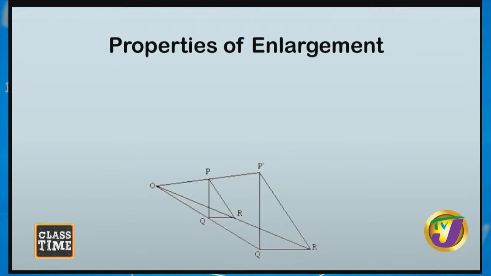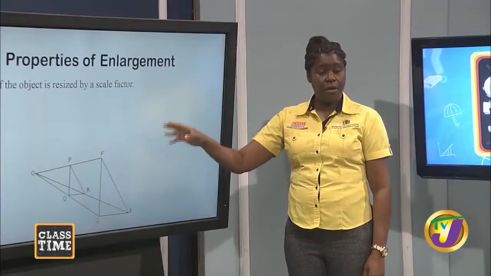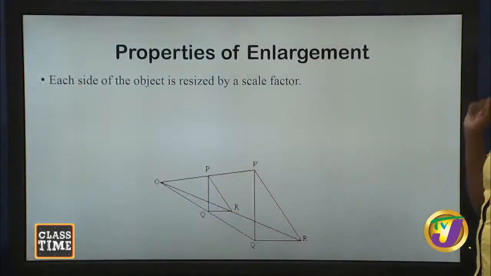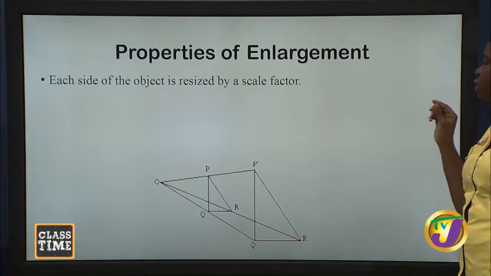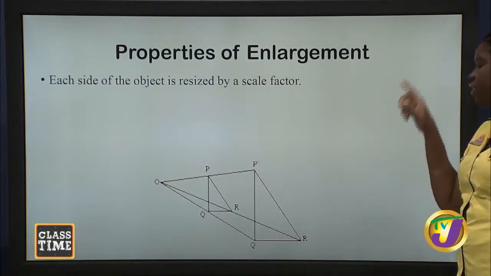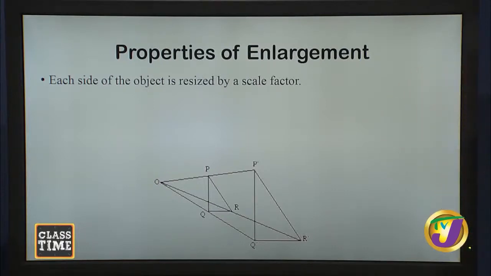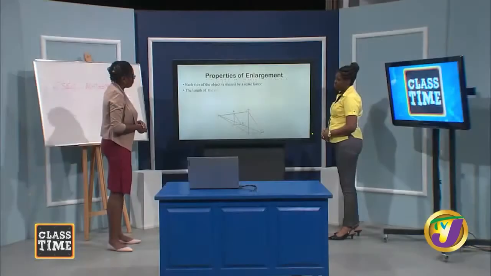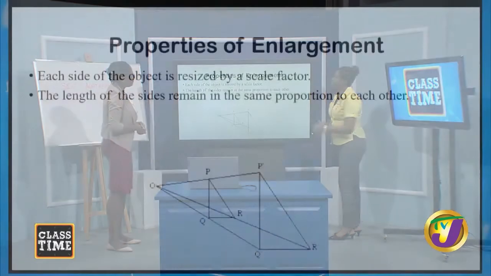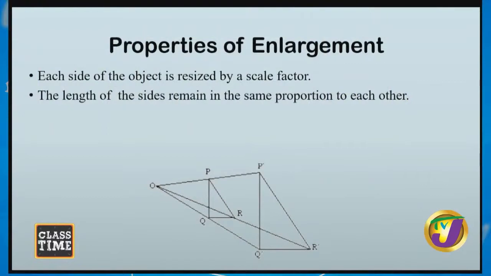All right, so we're going to look at some properties of enlargement. So each side of the object is resized by a scale factor. And remember, the object is the diagram with the letters that do not have the small markings on top, and the image would be that shape with the letters with the small little line at the top of them, called the prime. So the lengths of the sides remain in proportion to each other, as we would have seen on the triangles.